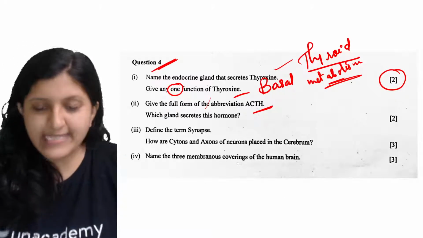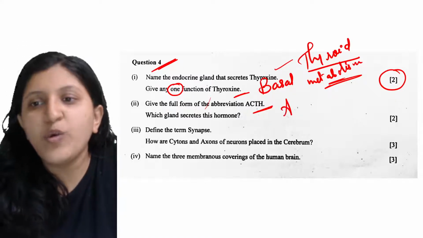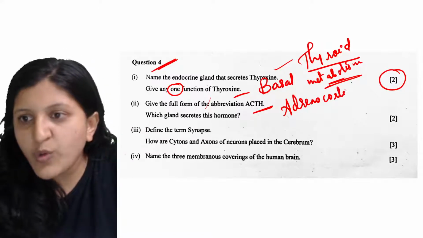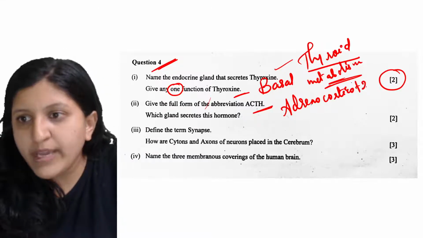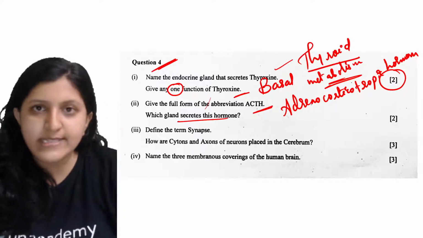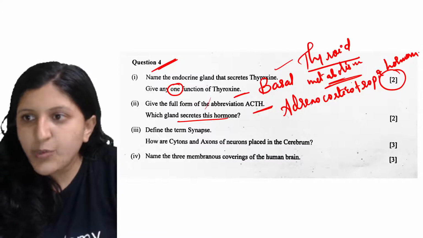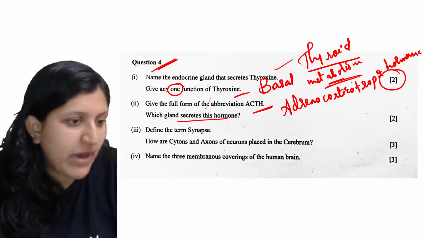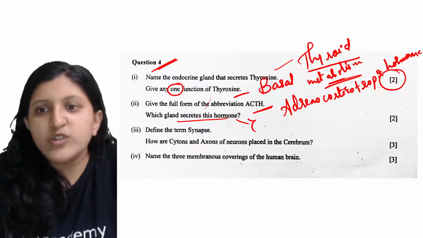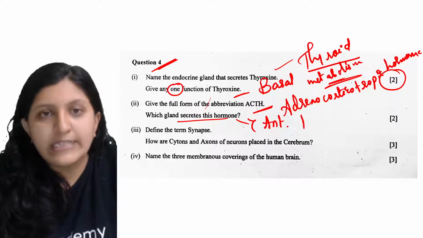So this is ACTH, adrenocorticotropic hormone. Okay. And you can see which gland secretes this hormone. So which gland is the one which is secreting this hormone? What have you written? So anterior pituitary. Yes, that's right. This is secreted by the anterior pituitary.